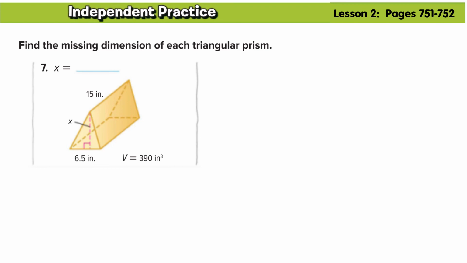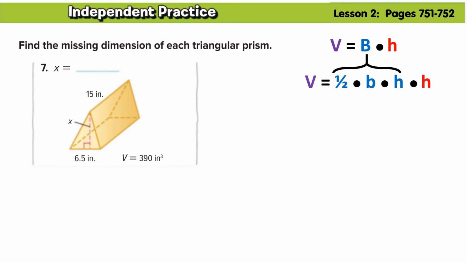Number 7. Find the missing dimension of each triangular prism. So we have volume equals area of the base times the height. Our base happens to be a triangle, so the area of a triangle is 1/2 times the base times the height. And then we're going to multiply by the height again for the prism.